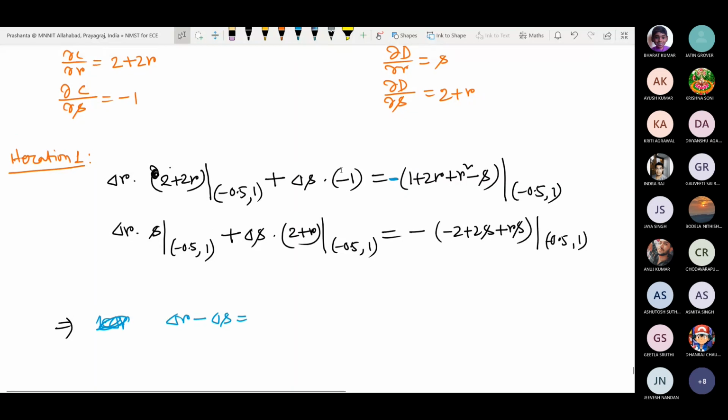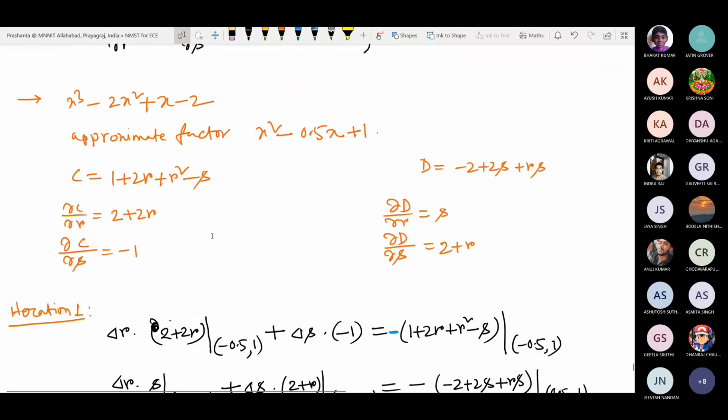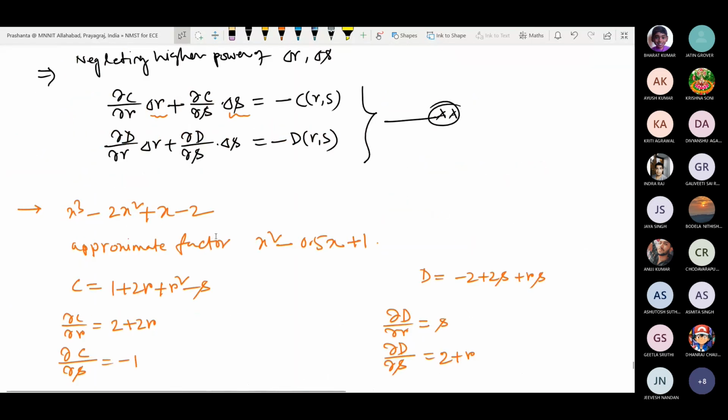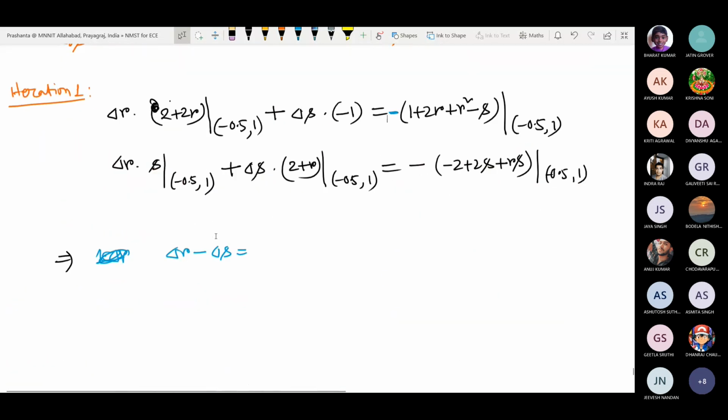Plus will come from moving it from the left hand side to the right hand side. Okay. So it is coming plus 0.75. Okay. And what is the next equation? Delta R S plus 1.5. 3 by 2, 1.5. Delta S equals to 0.5.